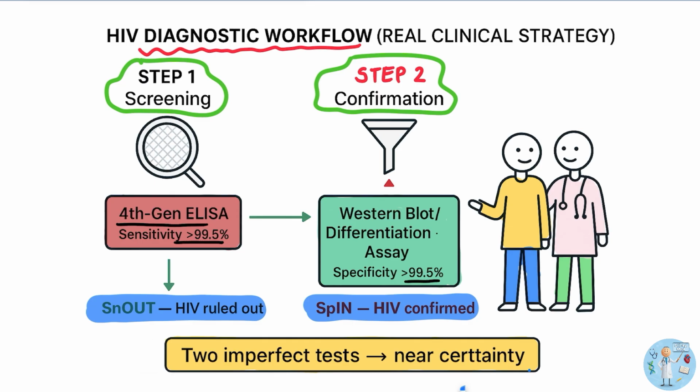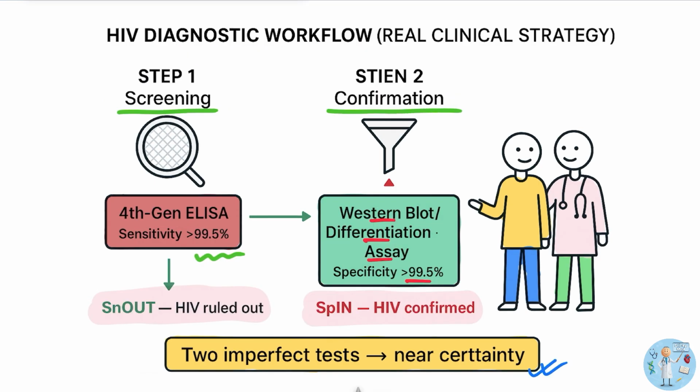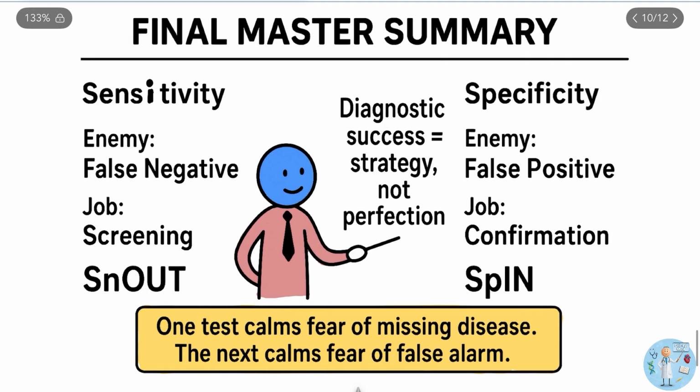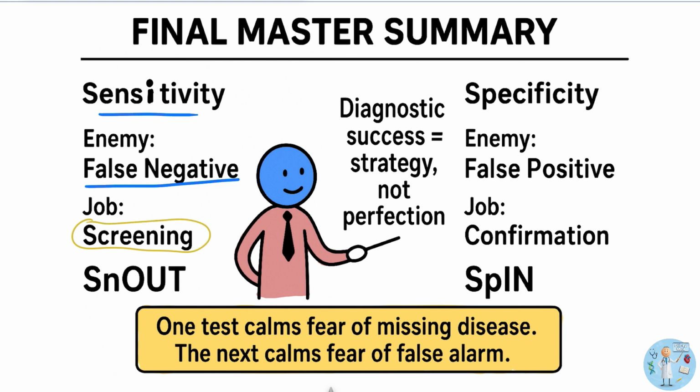That is such a powerful system. It shows how you can engineer near certainty out of two imperfect tools. That's the art of it. So just to lock this in for everyone listening, let's do a final summary. Sensitivity is all about the sick column. Its enemy is the false negative, the fish that gets away. And its job is screening. Remember, sensitivity rules out. SnOUT. Perfect.